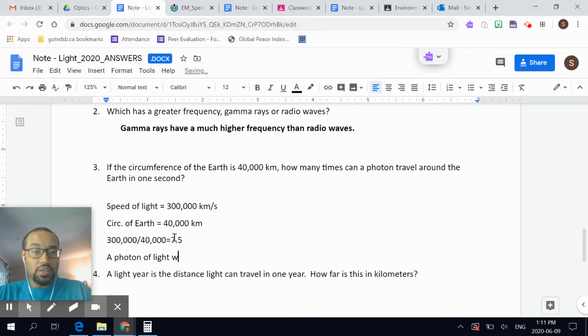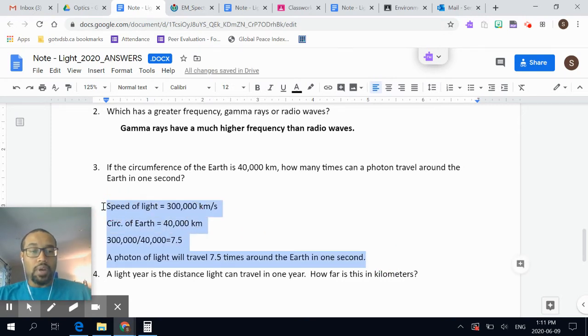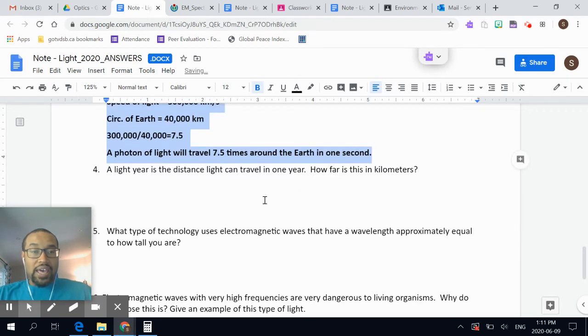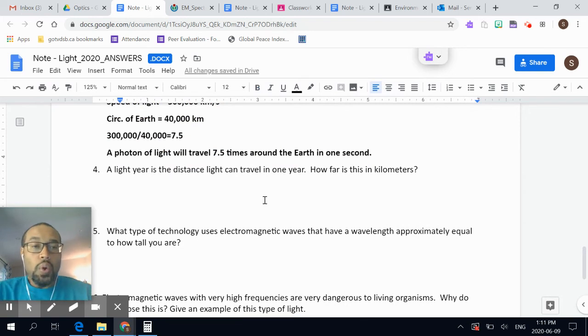We can finish it with a little sentence. A photon of light will travel 7.5 times around the Earth in 1 second. Good. All right. We're on a roll now. So let's do some more math and figure out the distance that light could travel in 1 year, which is indeed called a light year.